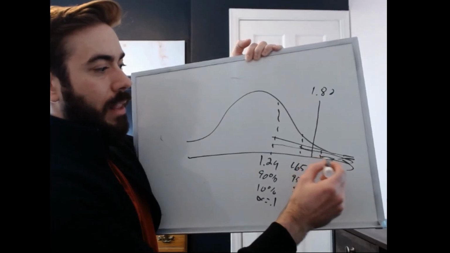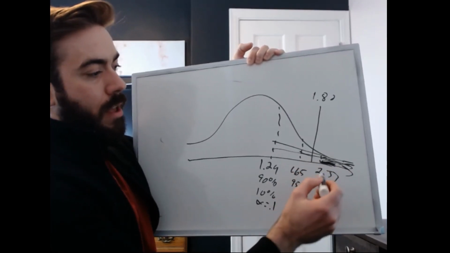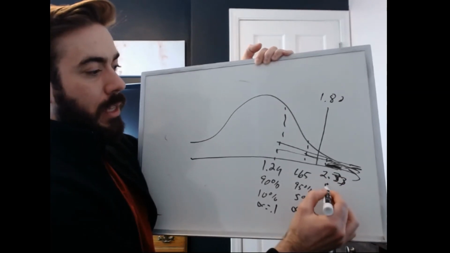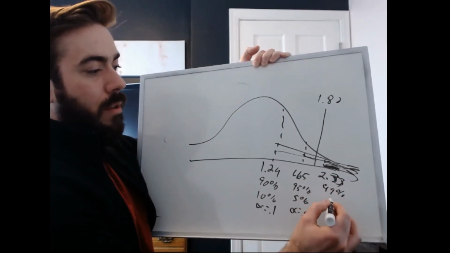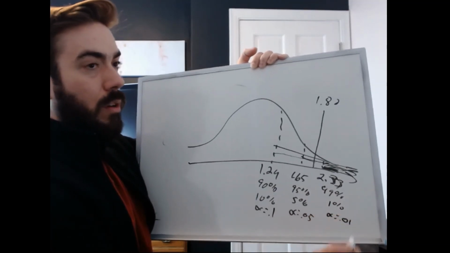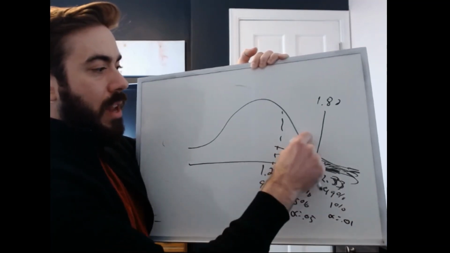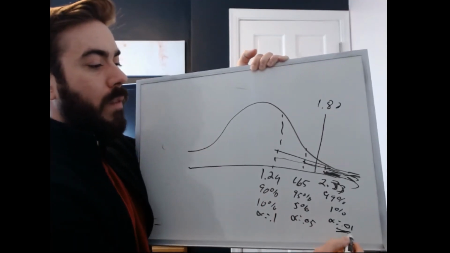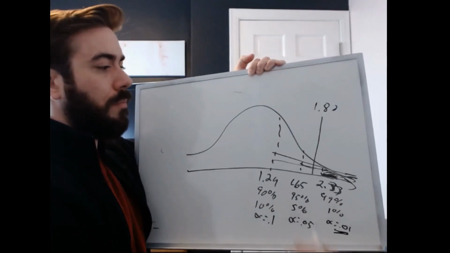But it's not in that rejection region for, and this is 2.33. It's not in the rejection at the 99% confidence level, 1% significance level, or alpha of 0.01. So we reject at the 90 and 95%. If our test statistic was positive 1.8, we would fail to reject at the 99% level. Okay?